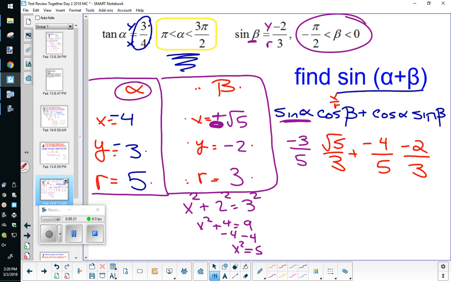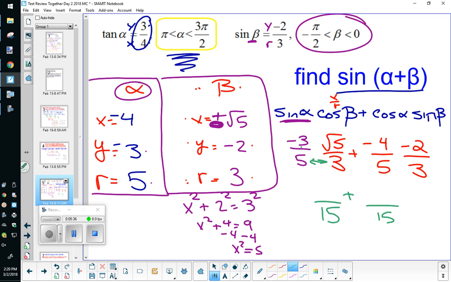Everybody on the same page now? Now we're multiplying, and we multiply fractions. How do we multiply fractions? Straight across. What's my denominator going to be? 15 on both of them. If you don't get the same number on both, you know you made a mistake.